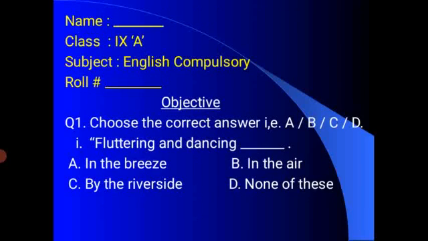Dear students, now this is the objective section, and how are you going to start? First of all, you are going to write your name, class, and subject, which is English compulsory, and then your roll number if you know it, otherwise just leave it. And then objective. Question number 1, choose the correct option, that is A, B, C and D. Number 1, fluttering and dancing. Now you have 4 options: in the breeze, in the air, by the riverside, none of these. You have to opt only one, which is the correct one.